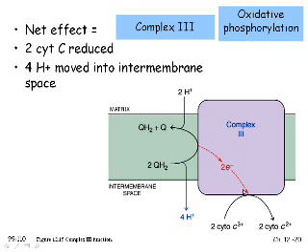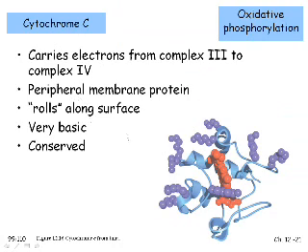So we've got electrons moving. We've got protons being pumped. So we're still building up a proton gradient in this intermembrane space. Okay. So we had ubiquinone, which was lipid soluble, and it just floated from complex 1 to complex 3, or from any of the other things that make ubiquinone.